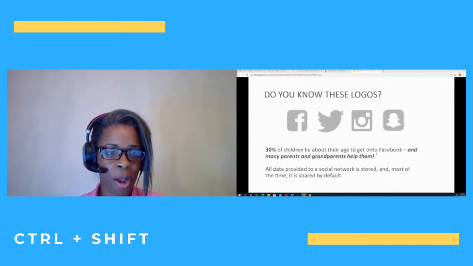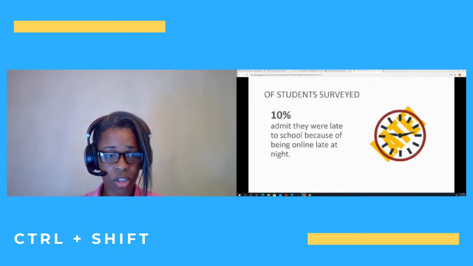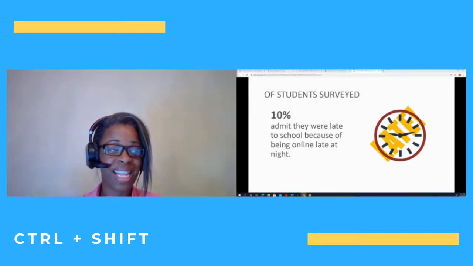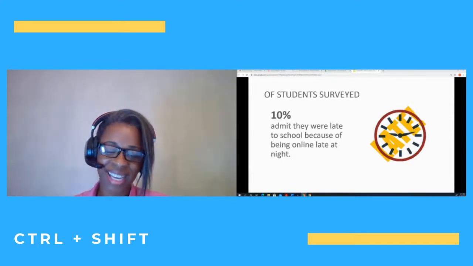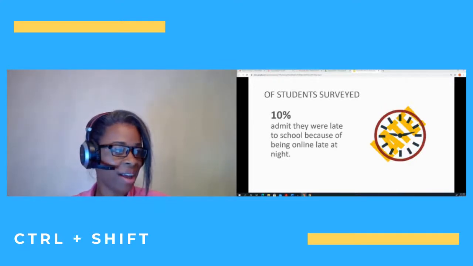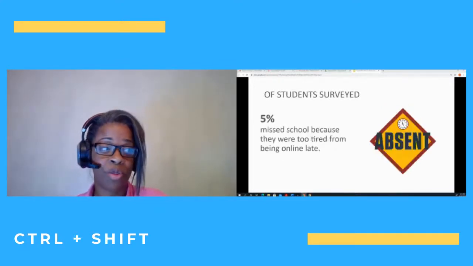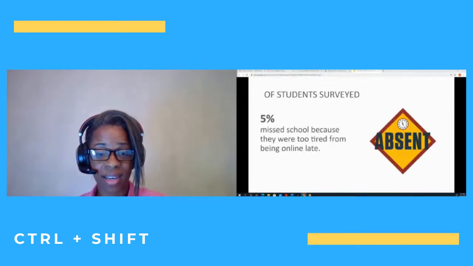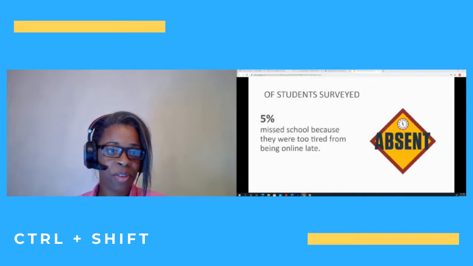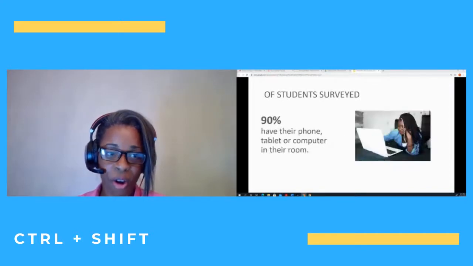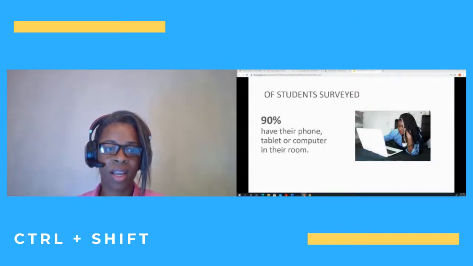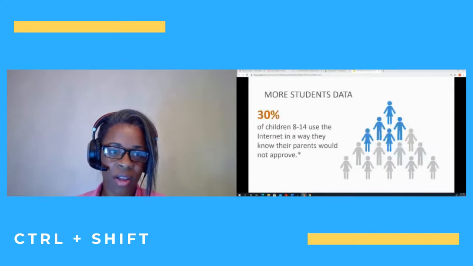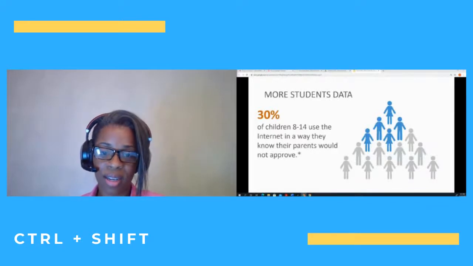Long story short. So, of the students surveyed, 10% admitted they were late to school because they were online the night before. That sound reasonable? I think it does. I have a 17-year-old, and 5% said they missed school because they were too tired from being online late. 90% have their phone or tablet or computer in their room, sometimes all night. 30% of children surveyed between the ages of 8 and 14 use the internet in a way they know their parents would not approve. Crazy, right?